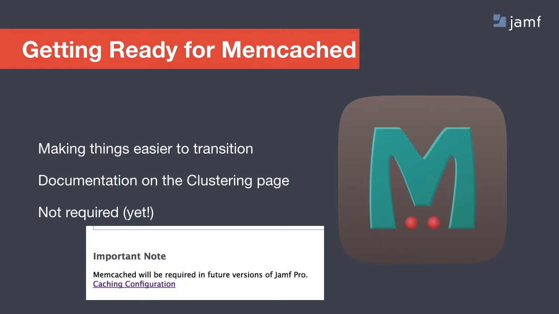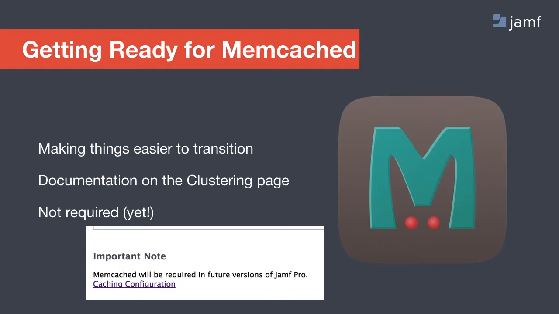Finally, we're going to talk a little bit about memcached. Memcached is essentially distributed caching of services and data. So if you have data that the JSS is looking to get its hands on that it needs to deploy out to people, it can cache that information. And memcached allows you to have multiple servers which can cache that data, and then when Jamf Pro goes looking for it, it's got multiple places that it can go.